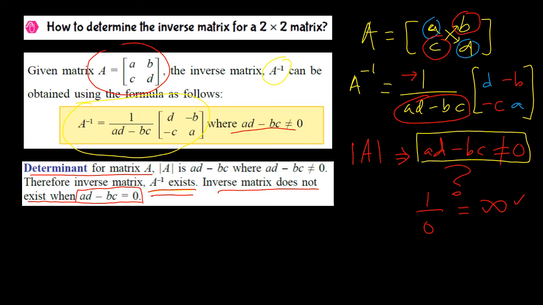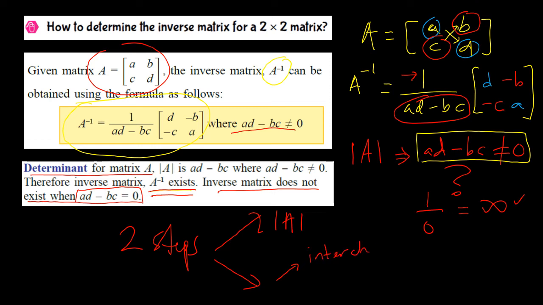So the formula is not that difficult. You just remember 2 steps. First, you find the determinant. Then you change: first, you interchange A and D. And then you change the sign, positive to negative, negative to positive. As easy as that.